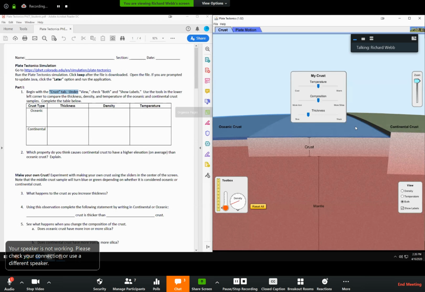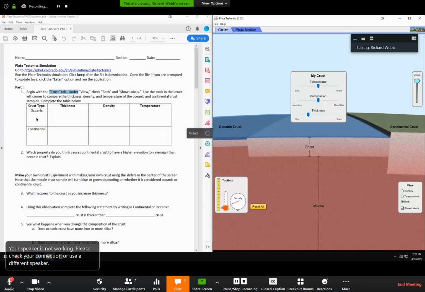Okay, so first thing you need to do when you get this up is to turn on both over here in the view menu. You have density, temperature, or both, and show labels. The labels only shows crust and mantle. And right now, for the first part, you're only looking at oceanic crust and continental crust. We're not worried about the center section.